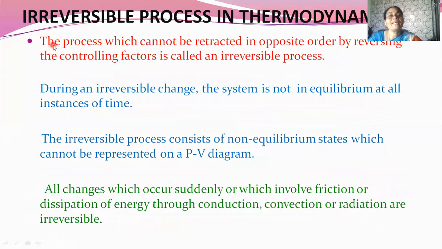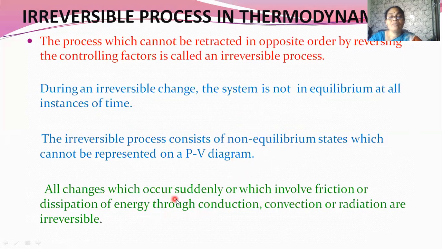Next, we will go for the next type of thermodynamic process, which is irreversible process in thermodynamics. So the process which cannot be carried out in the opposite direction by reversing the controlling factors is called an irreversible process. So we know that during an irreversible change, the system is not in equilibrium at all instants of time. That means the temperature of the system and surroundings will be different. The irreversible process consists of non-equilibrium states which cannot be represented on a PV diagram.